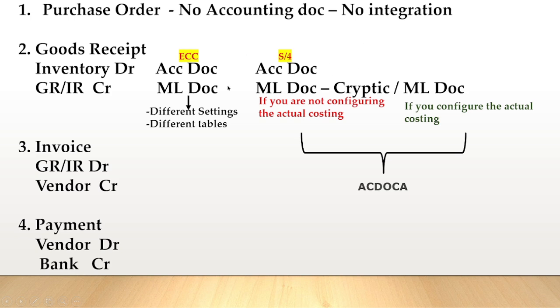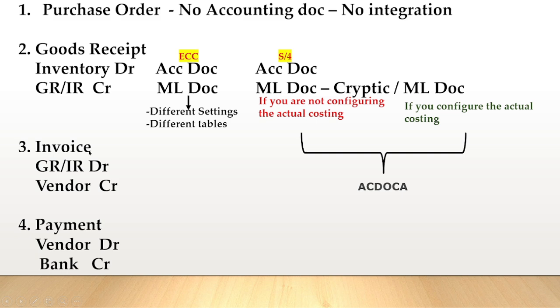In case of ECC, we need to maintain different settings and different tables for material ledger. That's why most of the companies are not maintaining material ledger in ECC. Most companies just report the inventory, but inventory valuation is not there, as material ledger is not mandatory in every country. In S4, material ledger is mandatory. In ECC also, the material ledger configuration option was there, but mostly companies ignore it, because they have to maintain different settings and different tables.